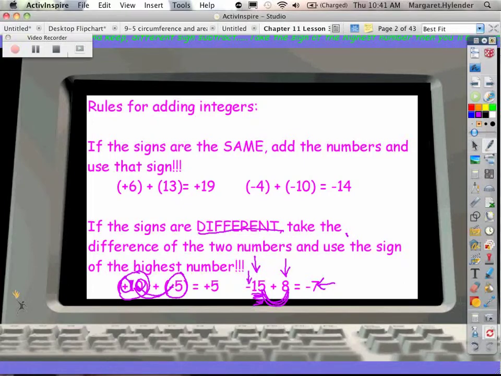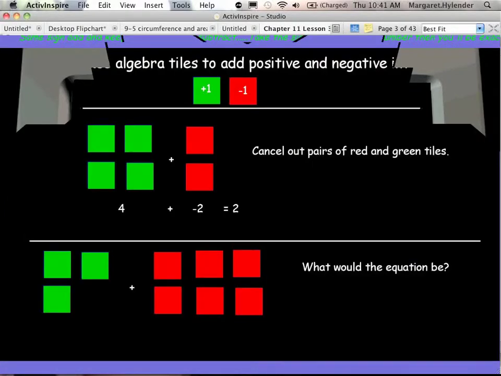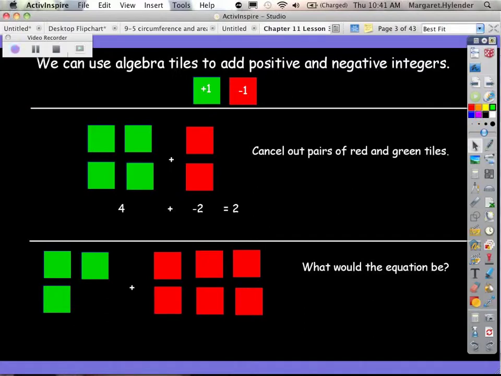We can also use algebra tiles. So if we have 4 positives and 2 negatives, each positive and negative together cancel each other out. So I'm left with a positive 2.